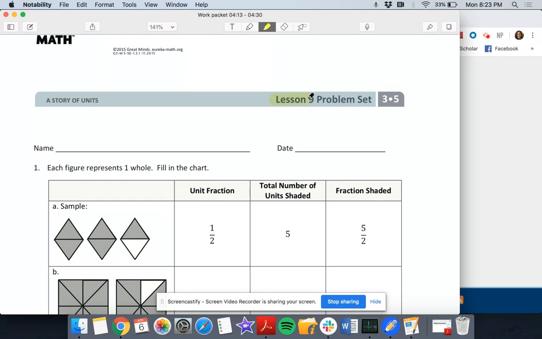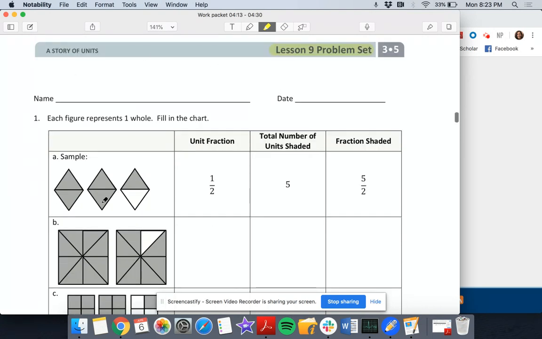Today we will be working on this lesson 9 problem set, and it essentially just builds upon what we've been doing the last couple of days. So it once again works with fractions, and it once again works with figures that represent one whole. And if we remember, we know that fractions represent parts of a whole. They are not whole numbers. They are just parts. Okay. So let's do some sample problems and then you guys should be all good to go.